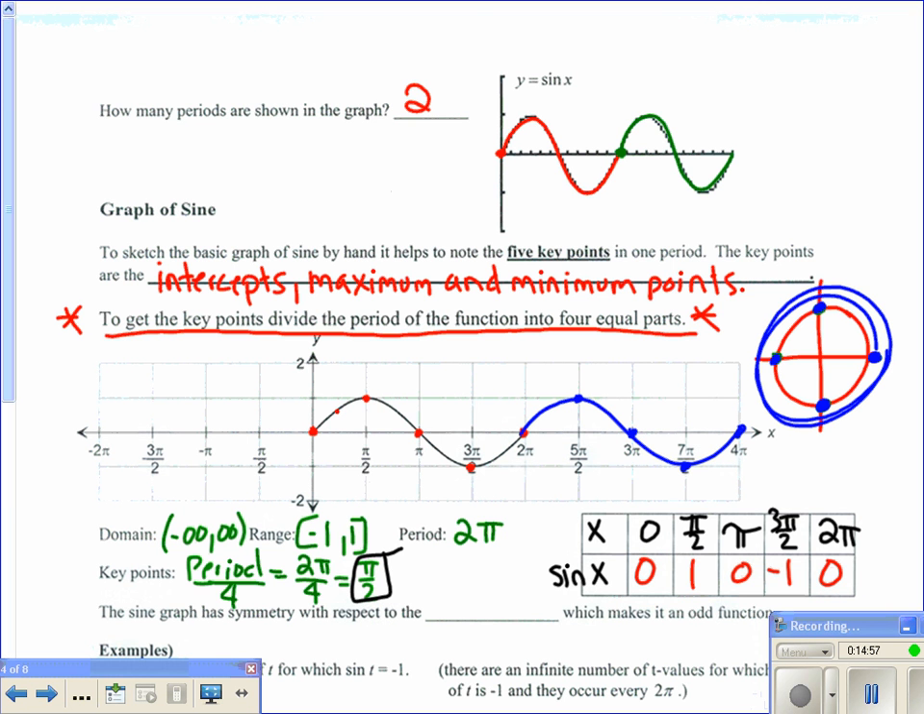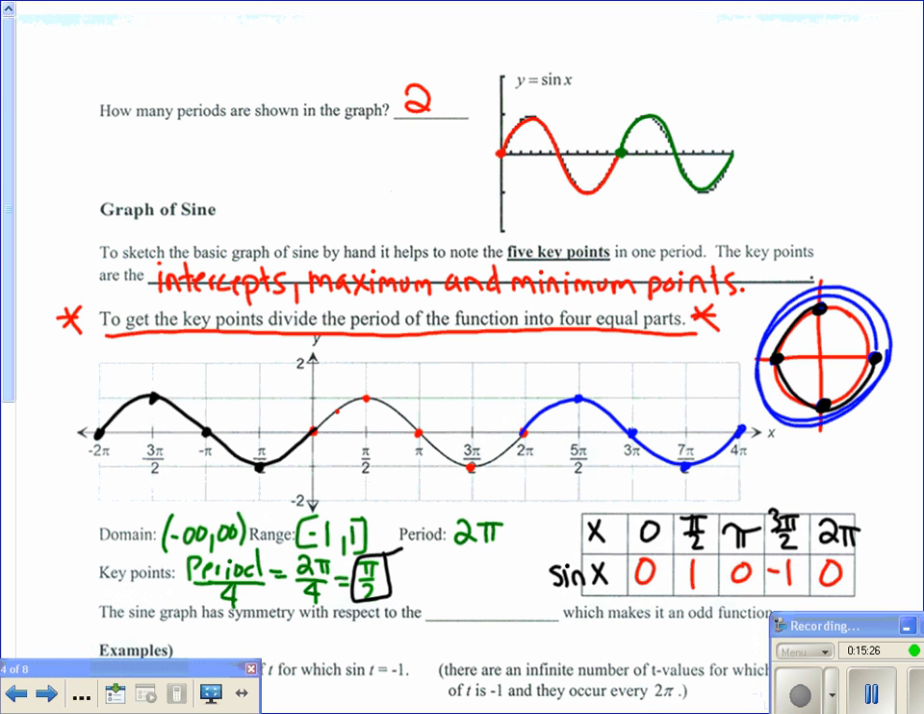Now I can also go in the negative direction on my graph. So if I start here at 2 pi, notice if I go in the negative direction, I would have negative pi over 2, which is right here at negative 1. And then if I did negative pi, I would be at 0. Negative 3 pi over 2, which would be up here, would be at 1. And then back around would be at 0. So I can go in the negative direction on my graph.